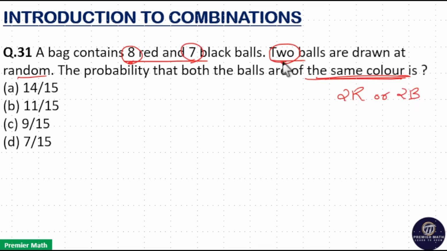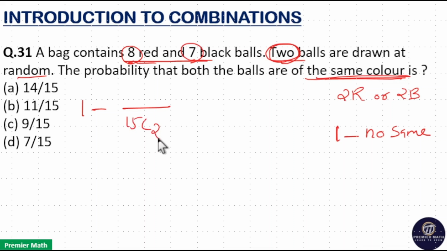Now here there are only 2 selections and only 2 different colors. In that case, instead of calculating the probability for 2 red and 2 black, I will calculate the probability of getting no same color as outcome, then subtract it from the total probability. That is 1 minus, here total outcome is, total balls are 15.